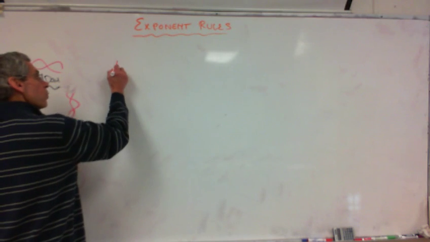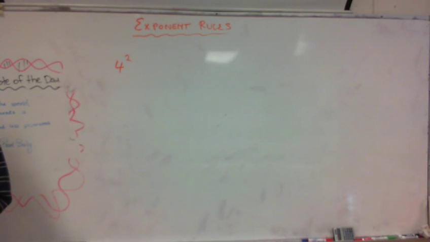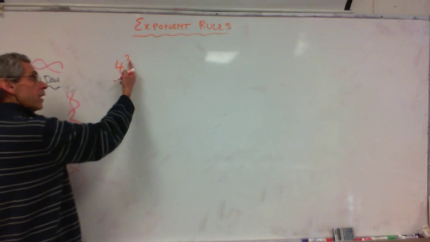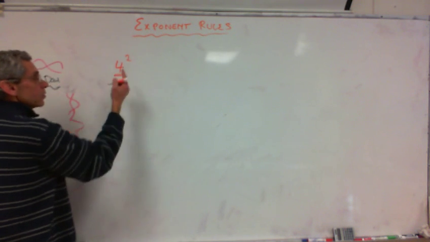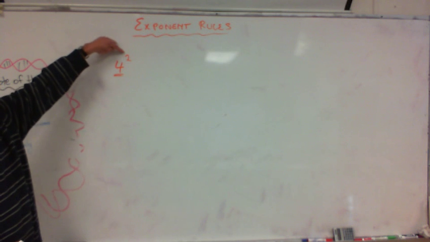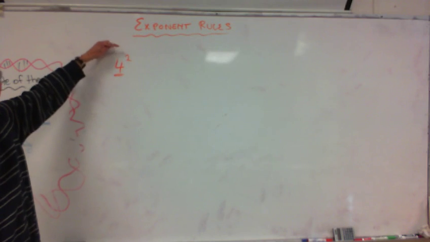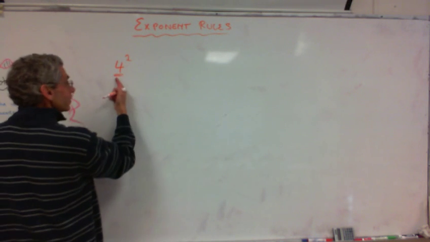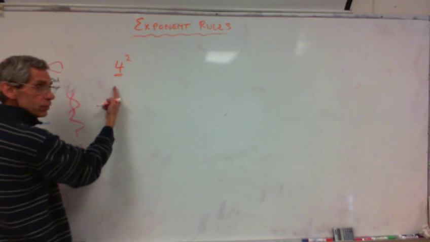What is 4 squared? 16. You sure it's not 8? Yes. You're positive? Yes. Everybody's sure it's 16. All right, you're right. That squared means you multiply; this is called the base, and this is called the exponent, or some people call that the power. The base is 4. That means you multiply the base times itself 2 times.